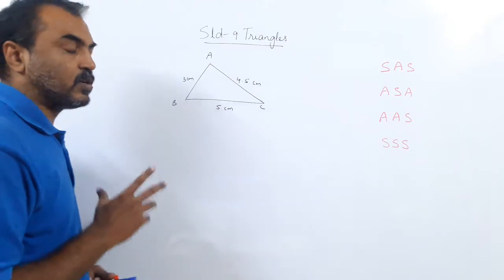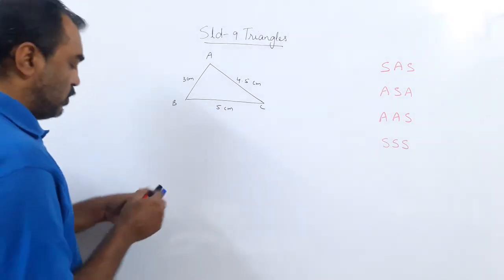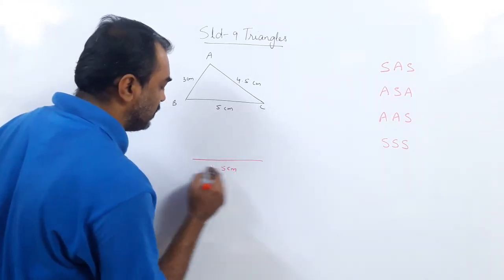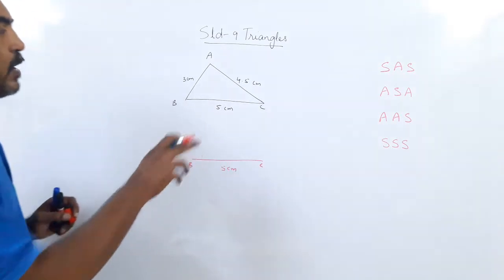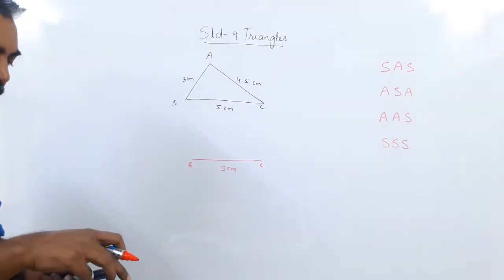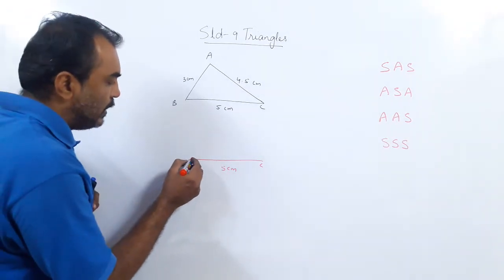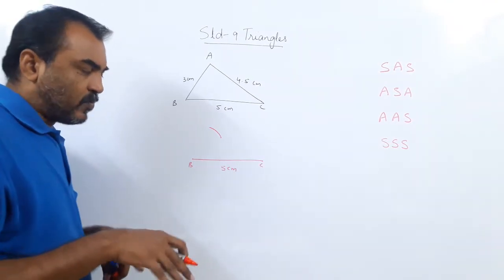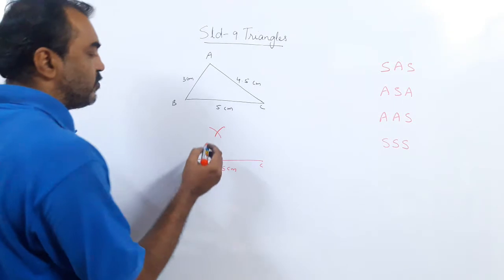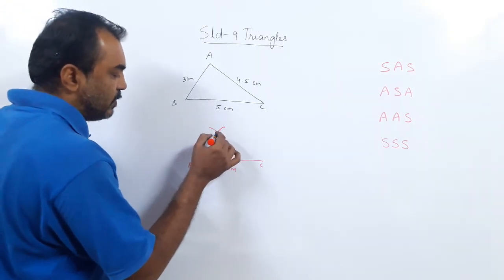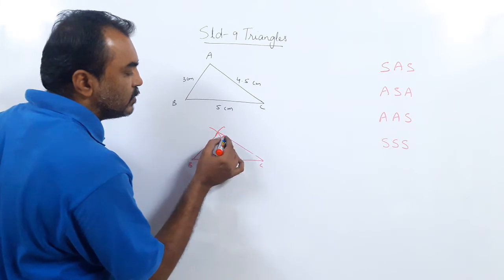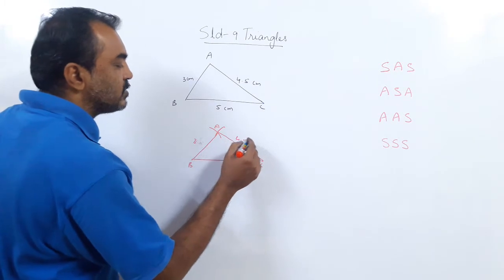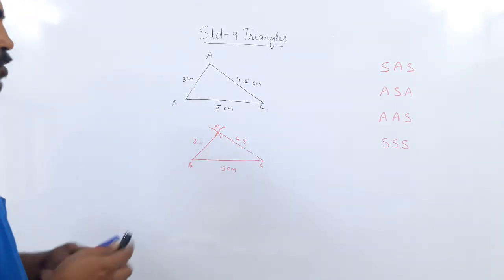So how do you do the construction? Do you know the construction part? If you have done other chapters, you draw a line segment BC of 5 cm. With the help of a compass, take the radius 3 cm, and from B draw an arc of 3 cm. From C, take the radius 4.5 cm and draw an arc of 4.5 cm. When they both meet, join these points, you get your A. So you get 3 and 4.5. So this is construction. In the same way, draw another triangle.